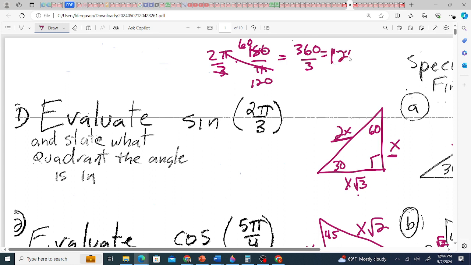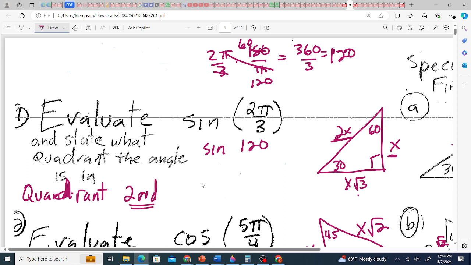So now I know that this is sine of 120. The first question I want to answer is, what quadrant is 120 in? It's in the second quadrant. If you say quadrant 2, I wouldn't trip about it.